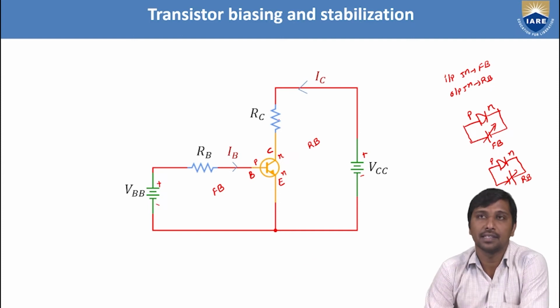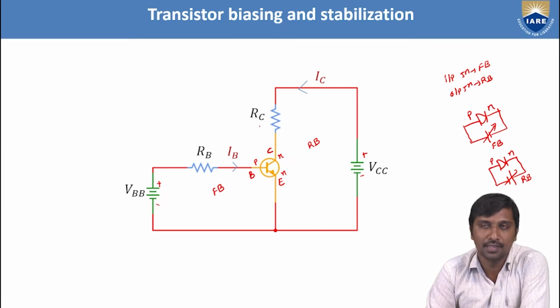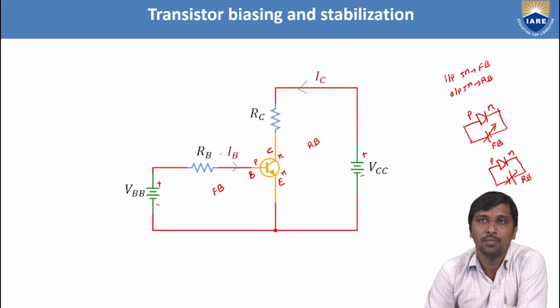Through some biasing resistances across the output side, the biasing resistance is represented as the collector resistance. Across the input side, the biasing resistance is represented as the base resistance. So this way of approaching the voltages and the currents, along with the proper resistances, to produce distortion-free operation or to maintain a proper Q point, is nothing but biasing, or transistor biasing.